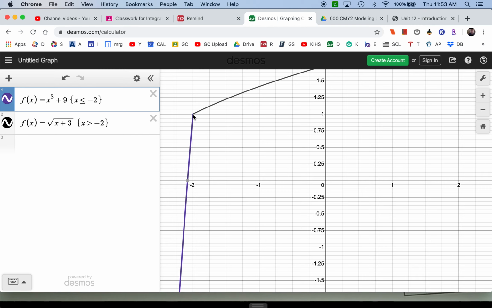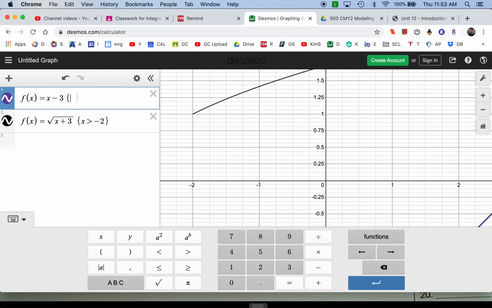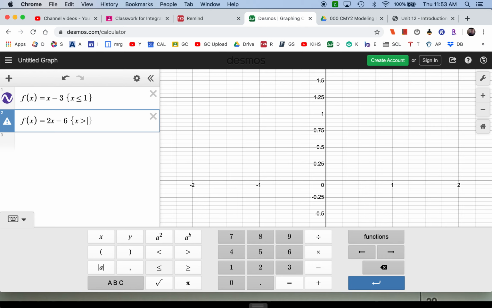2 more, number 19 and 20. So again, we have a piecewise, so I'll leave this up here. So f at x equals x subtract 3, and that's valid when x is less than or equal to 1. The second box, I'm going to say f at x equals 2x subtract 6, and that's valid when x is greater than 1. So double check, I typed it in correctly.